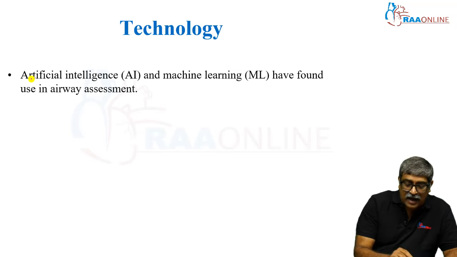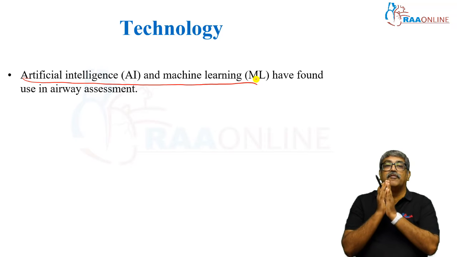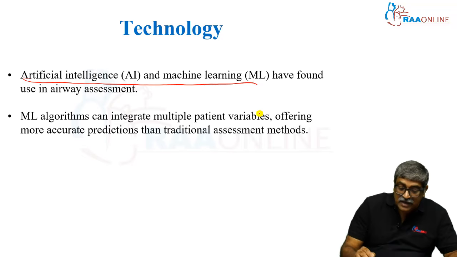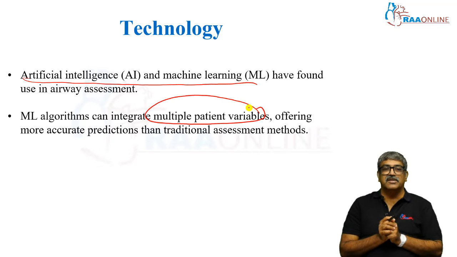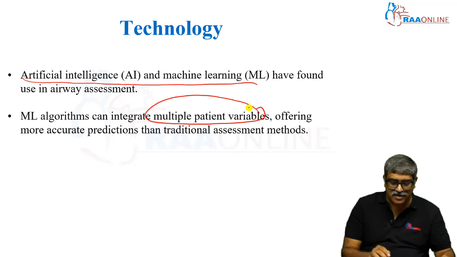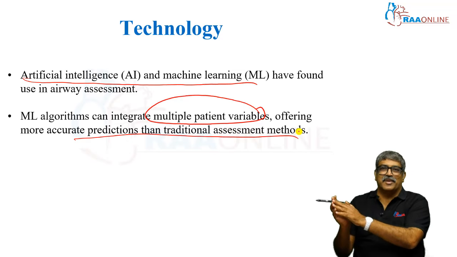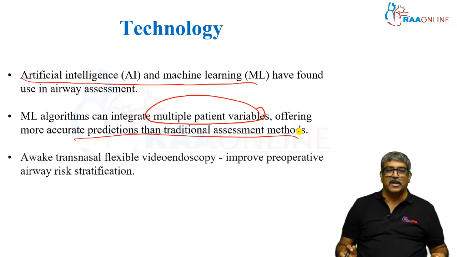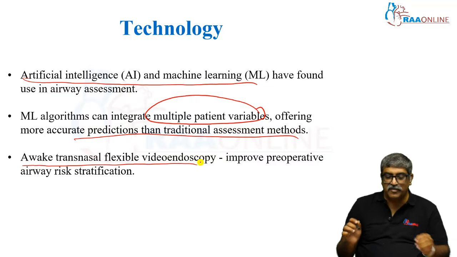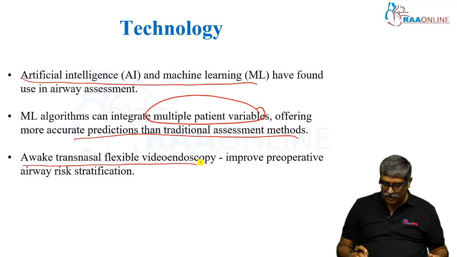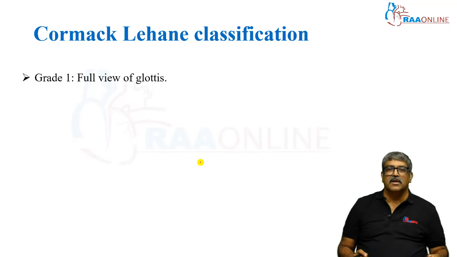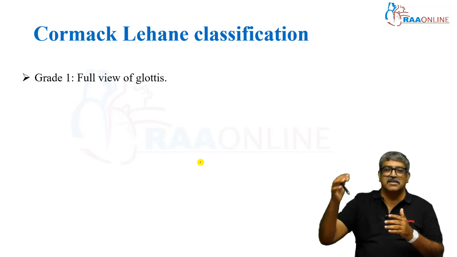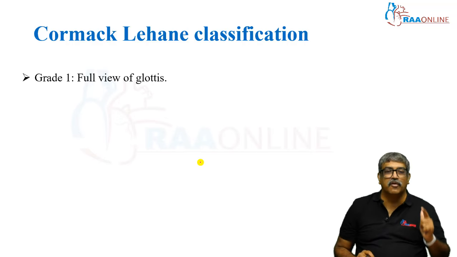Coming to technology, artificial intelligence and machine learning are being used in airway assessment. A machine learning algorithm can integrate multiple patient variables, offering more accurate prediction than traditional assessment methods. So it has become more predictable and more accurate. Awake transnasal flexible video endoscopy improves preoperative airway risk stratification. Now coming to Cormack-Lehane, which can be documented in the chart in case of previous anesthesia. Grade 1 is full view of the glottis.